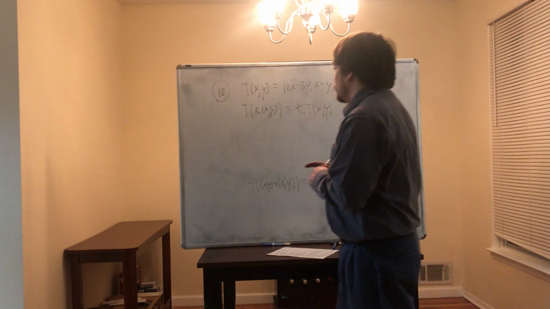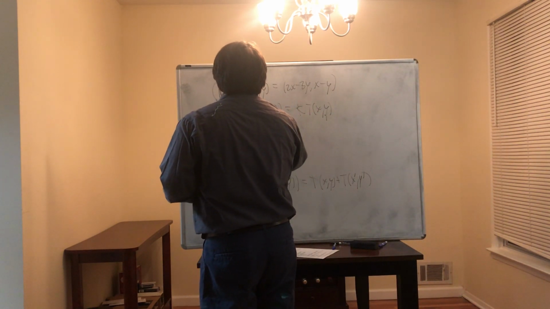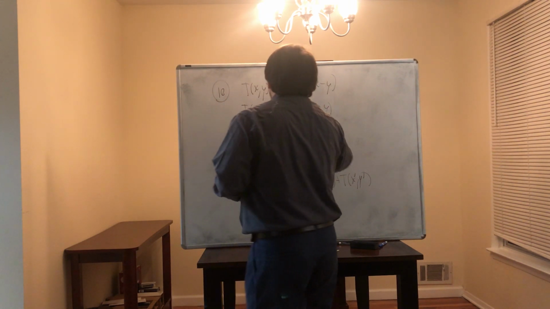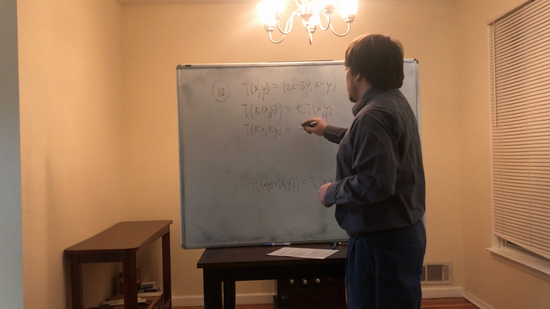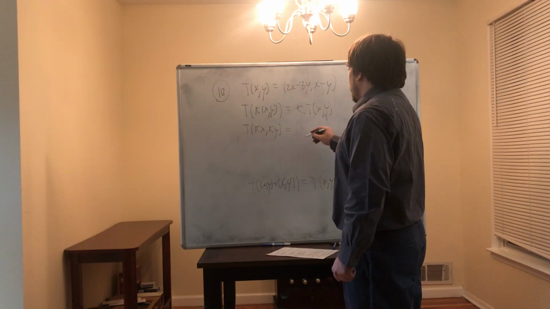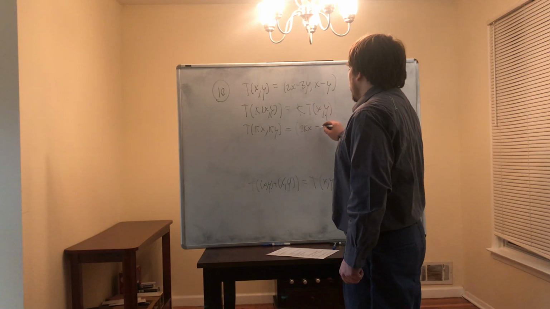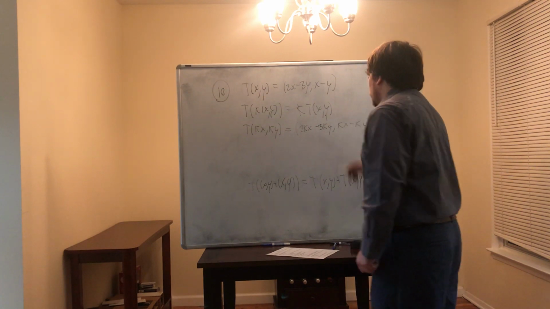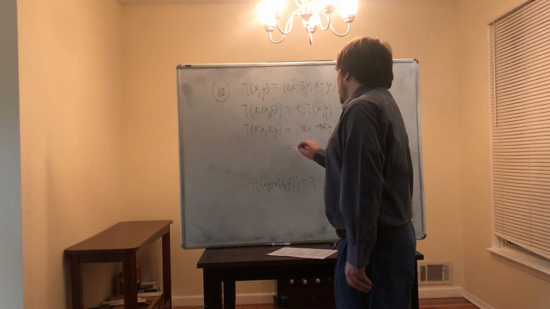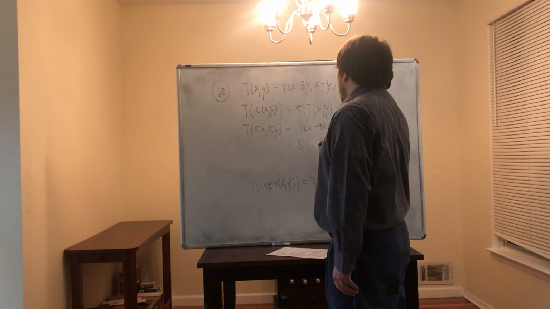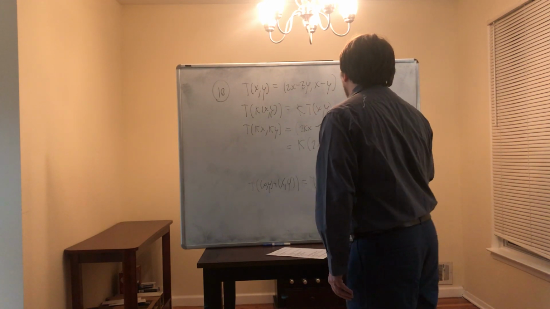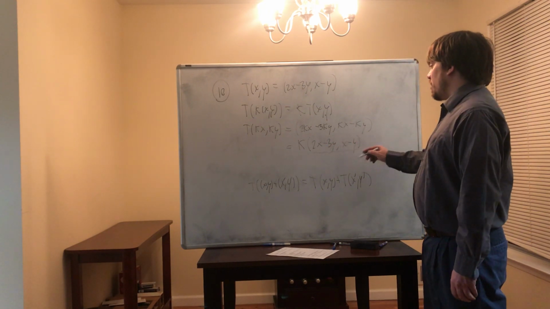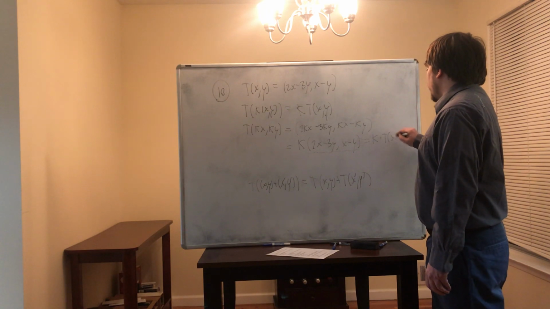So T of k times (x, y) would be T of the vector (kx, ky). By the way T is defined, that would be 2 times kx minus 3 times ky, comma, kx minus ky. If I factor out the k, that equals k times (2x minus 3y, x minus y). Well, what's this? This is just T of (x, y), so this is k times T of (x, y).